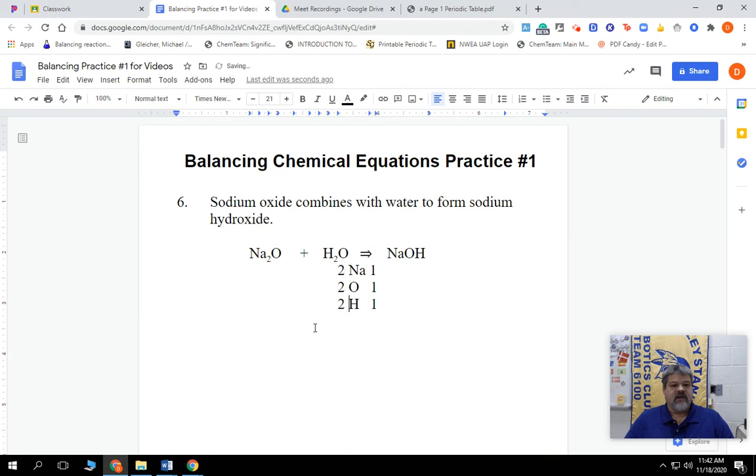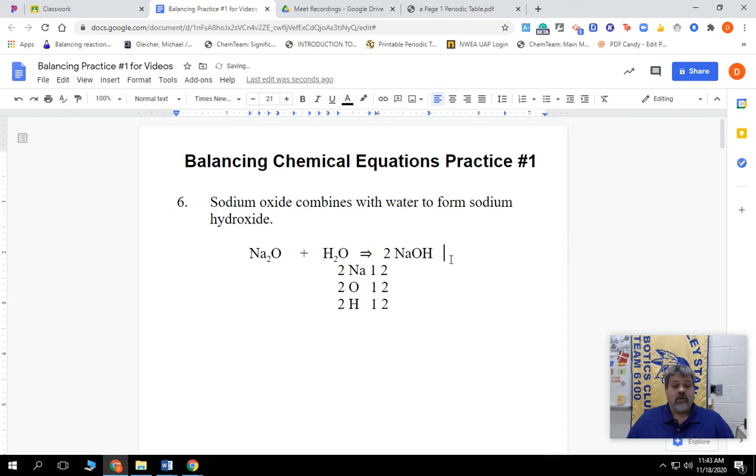Now again, I like to do any element that's by itself first, but there's not one. So what do I do first? Well, let's go ahead and change this. These are all 2s, so that's pretty simple, right? They're all 2s, so I'm going to put a 2 right here. Now I have 2 sodium, 2 oxygens, and 2 hydrogens. So let me double check. 2 oxygens right there, 2 sodiums, 2 hydrogens. This says I have 2 of everything here, so I have double that. So that's it.